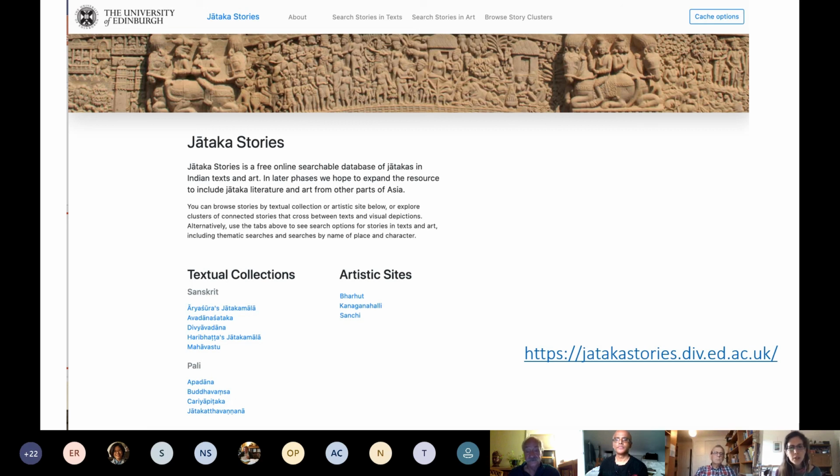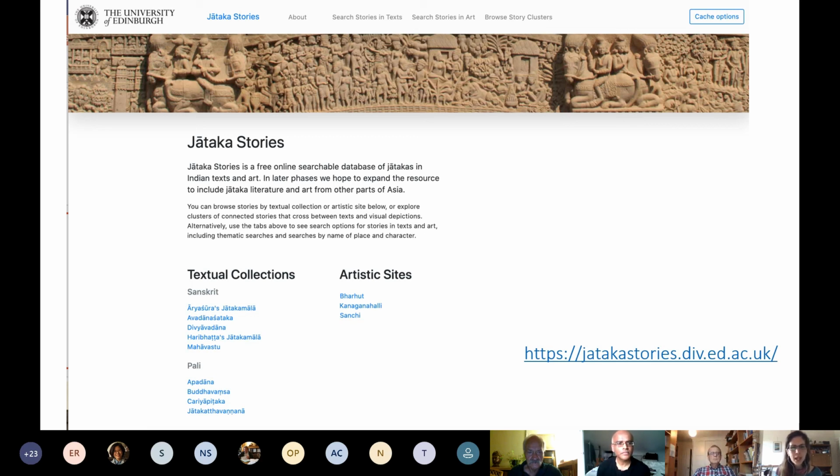And a major part of the project is to include material and visual evidence for Jatakas as well, because I think there's a huge amount to learn from understanding how and which stories travelled and took root in different places, in different sectarian contexts. To give just one example, the sites of the Andhra school, so Amaravati, Nagarjunakonda, and also more recently excavated Kanaganahalli, which, although it's slightly further away in Karnataka, is part of the iconographic family, if you like, of the Andhra school.